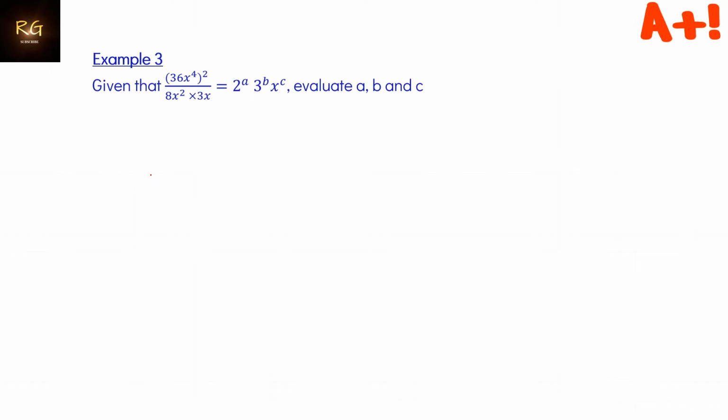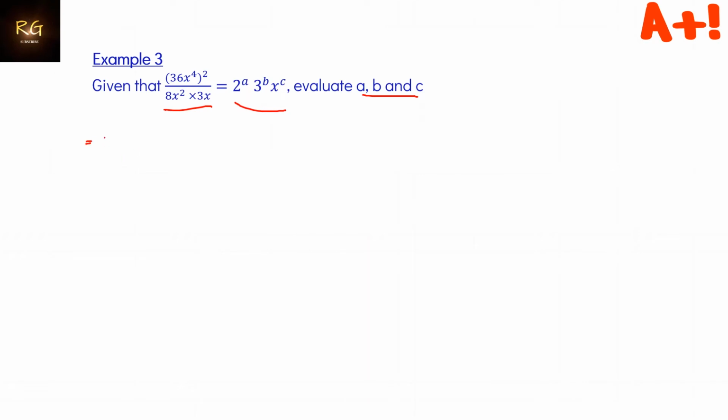Example 3 is slightly different, but is given that 36 times x to the power of 4, open close bracket to the power of 2 over 8x squared multiplied with 3x, equals 2 to the power of a, 3 to the power of b, and x to the power of c, where they ask us to evaluate a, b, and c. So which means we need to simplify the expression on the left hand side here, so that it matches the expression on the right hand side. So in order to do that, let's try to simplify this expression first on the left hand side.